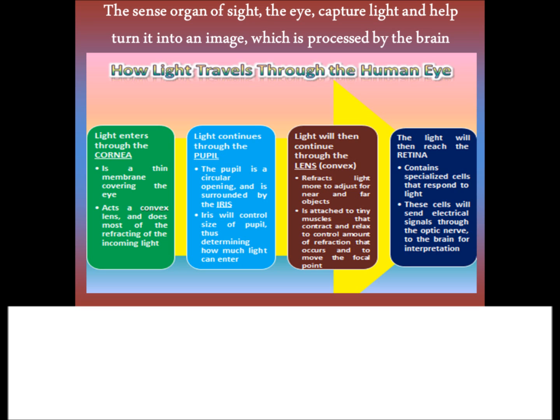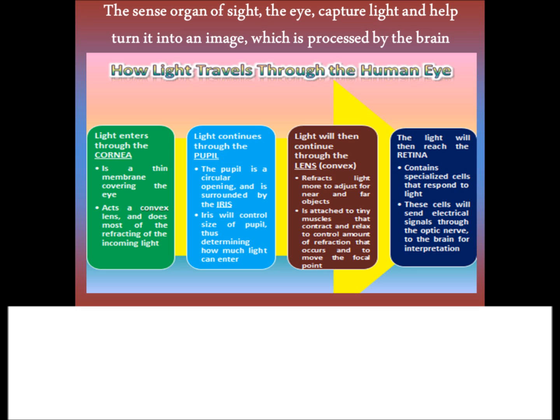I have provided you with a very brief overview of how light travels through the human eye. The first step that the light is going to encounter is passing through the cornea. Now the cornea is essentially a thin membrane that covers the eye, and this is the first convex lens that the light is going to encounter. Now remember, convex lenses are going to cause refraction of the incoming light.